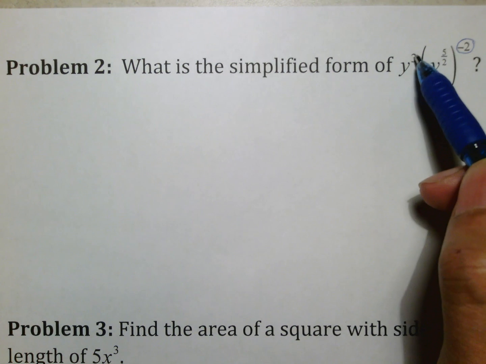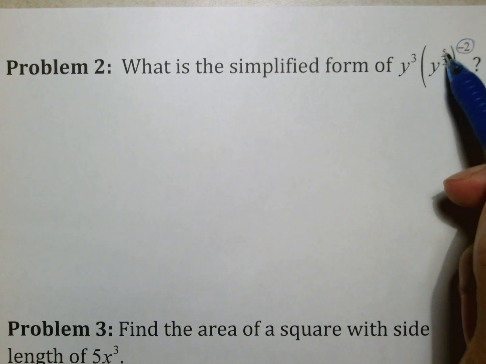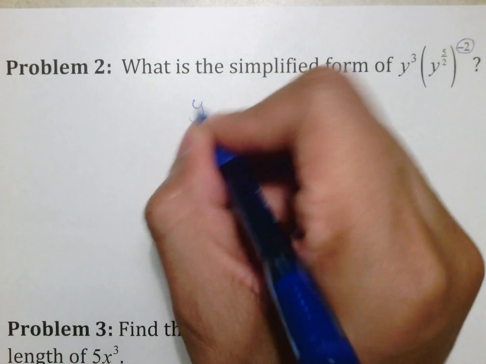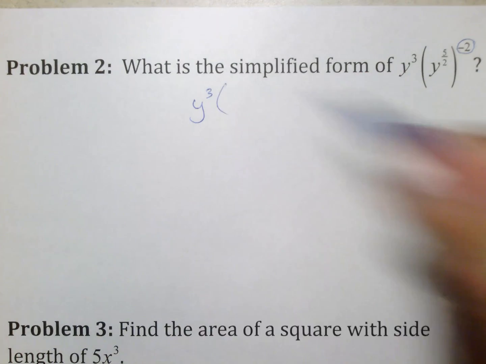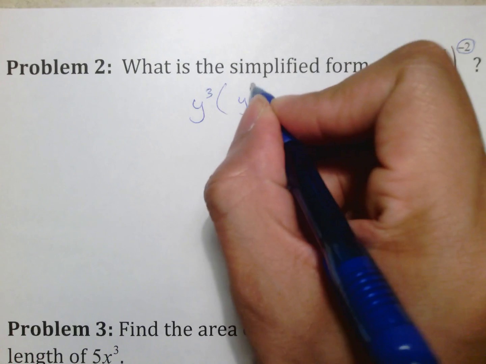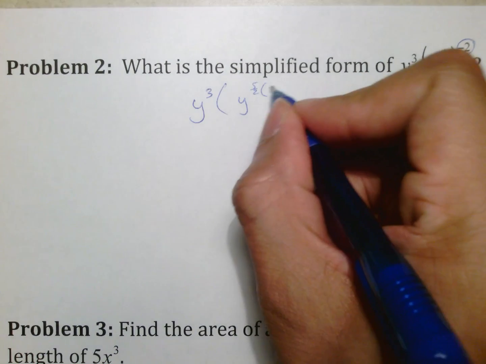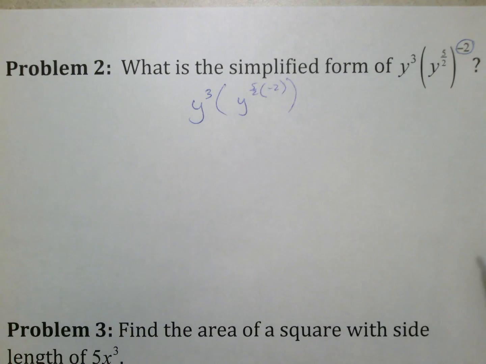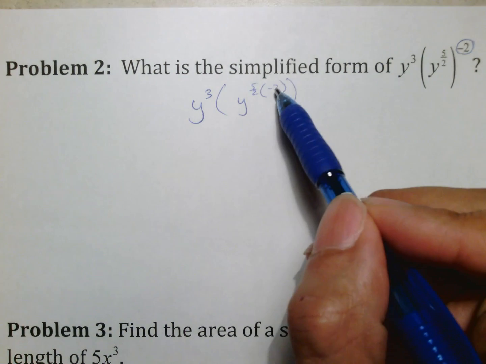What I mean by that is 3 is attached to y, 5/2 is attached to y. This -2 is attached to a parenthesis, so we want to get rid of this first. So what we will do is rewrite my y to the 3rd, open my parentheses, and do y to the 5/2 times -2. Now why do I do all the work that I do with explaining how to do fractions? Because this is where it's handy.